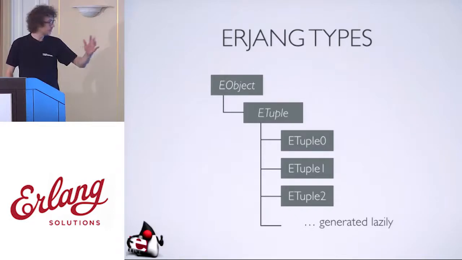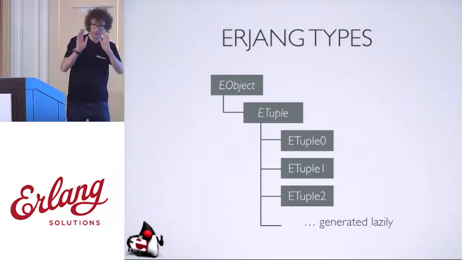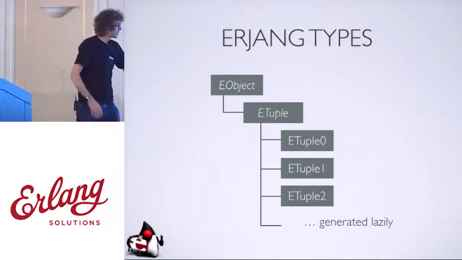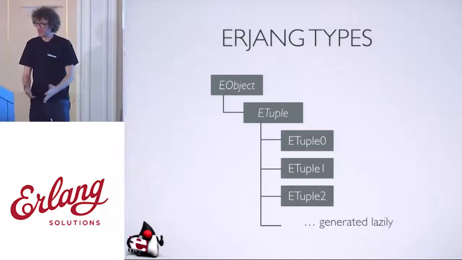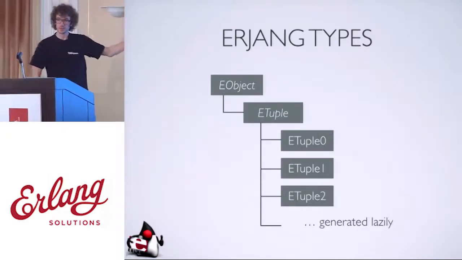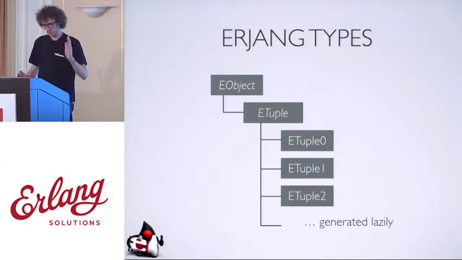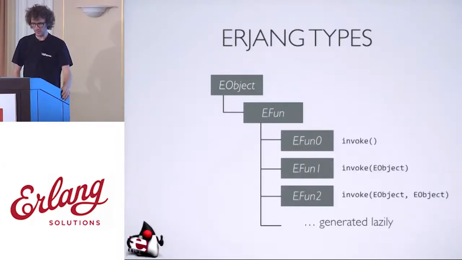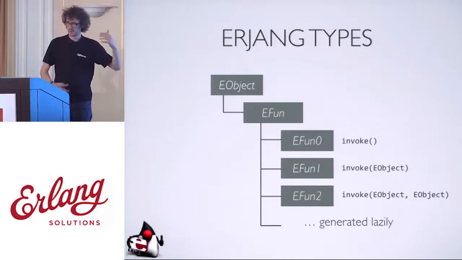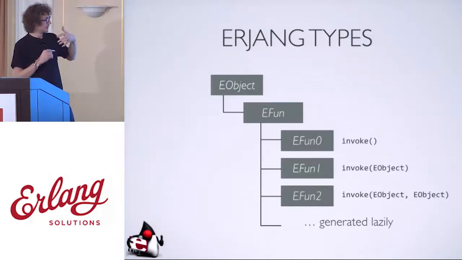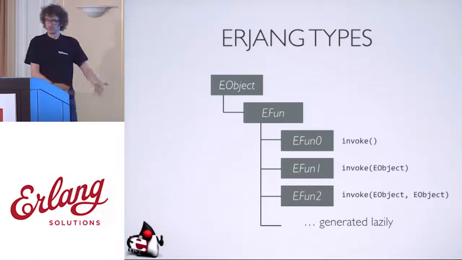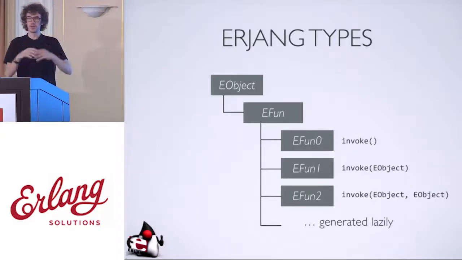So there's some various types here. I'll jump to it. Some of these types are runtime generated, like tuples. I generate a specific tuple class for each arity of tuples up to a point. And likewise for functions, there's a function type generated lazily for each arity of functions.